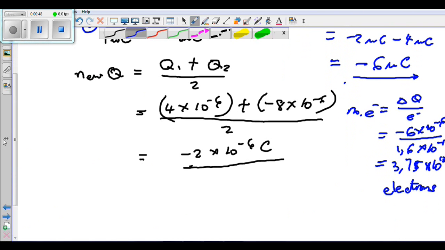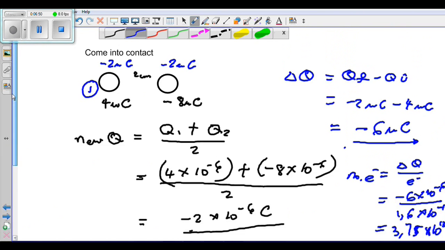So this is a typical sum that you can get when you look at sphere charges that come into contact with each other. They can ask you to calculate the new charge, they can ask you how much charge is transferred, and they can ask you how many electrons have been transferred from the one plate to the other. So I will stop there for now. Thank you.